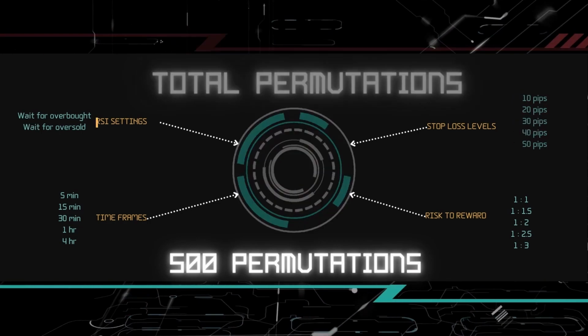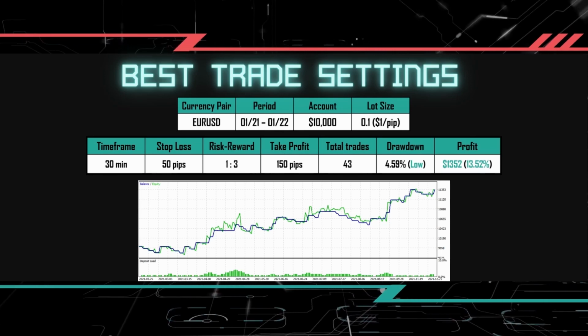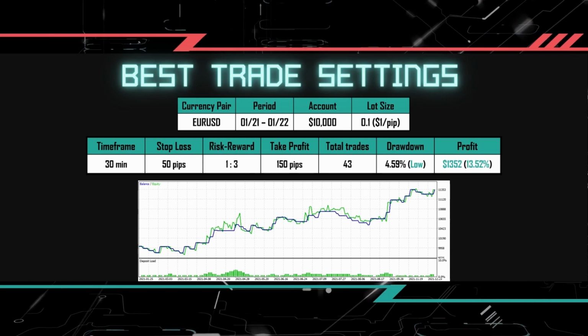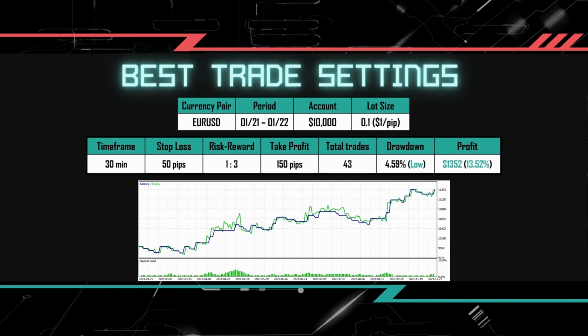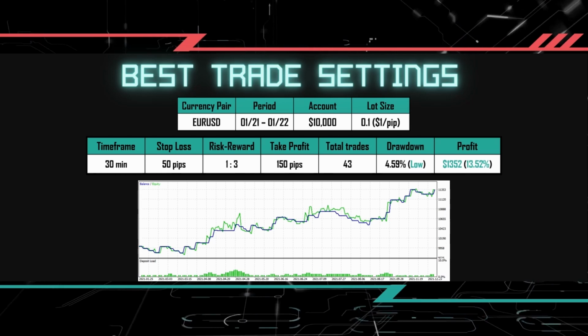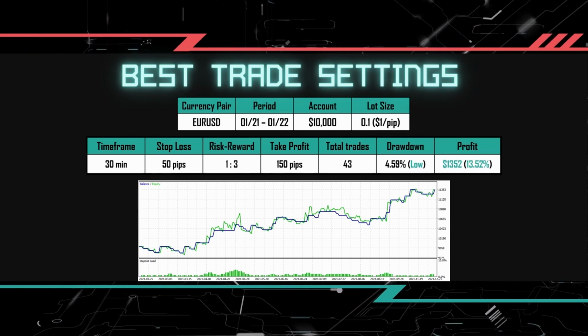Are you ready? Over here, we have our best trade settings for the RSI Midline Crossover Strategy. The best time frame to use this strategy is the 30 minutes time frame. The stop loss level is at 50 pips, and the risk to reward is at 1:3. This would mean that the take profit will be at 150 pips.